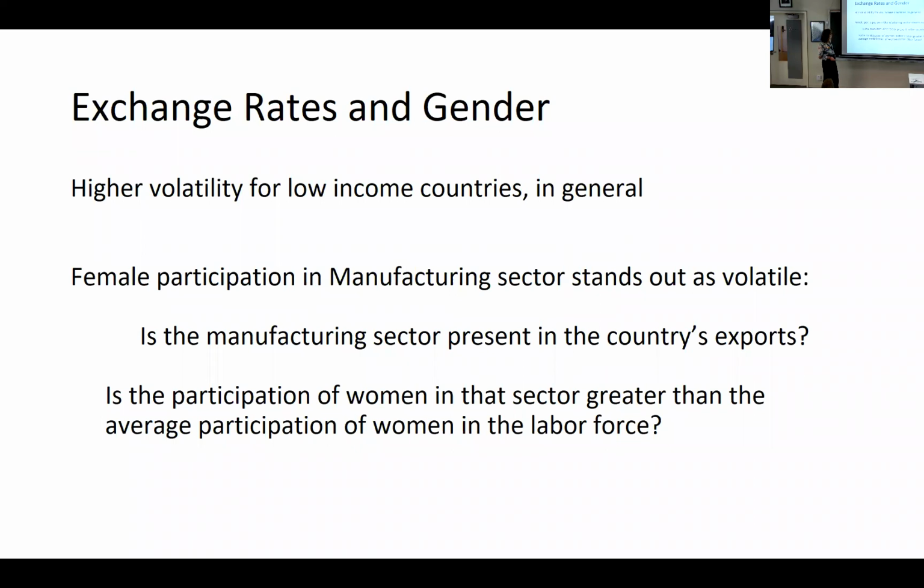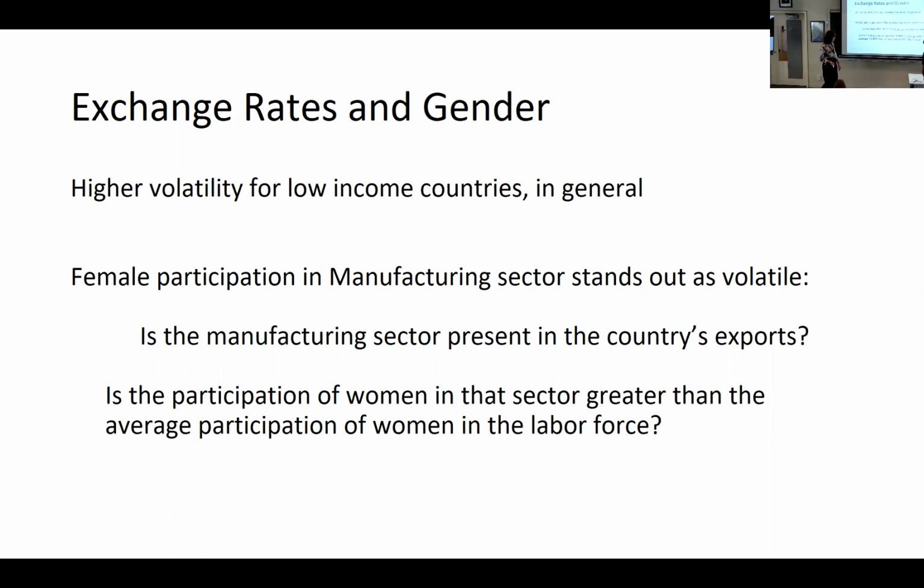The variable that stands out in volatility is the female participation in the manufacturing sector. Then what we want to ask ourselves is, are those countries exporting manufacturing? Because then again, the exchange rate will come in with its role of boosting exports or not. And this is what José represents now. So these are the questions we have.